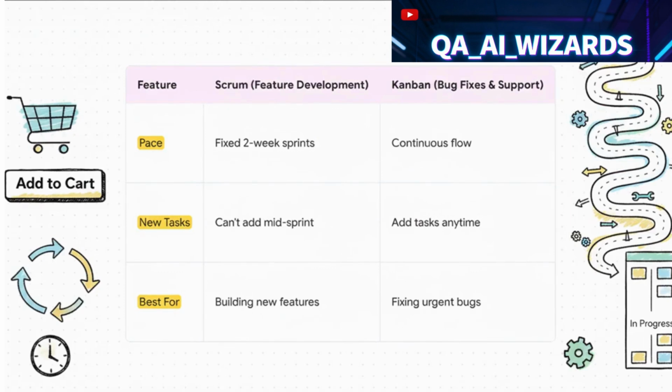Now, this whole 2-week sprint structure we've been talking about, that's part of a method called Scrum. It is fantastic for building brand new features. But what about an urgent bug that absolutely cannot wait 2 weeks? For that, a lot of teams use a different method called Kanban. You can think of it like the express lane at the grocery store. Instead of a fixed sprint, work just flows continuously. This makes it perfect for handling those urgent fixes the moment they pop up.